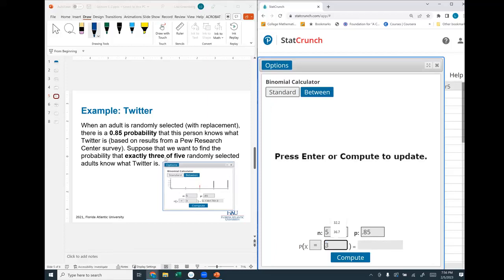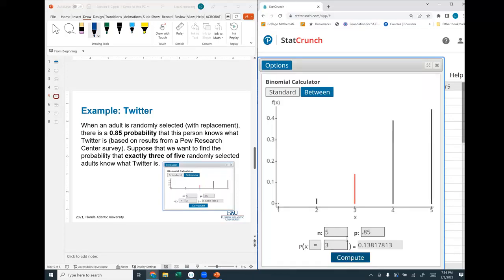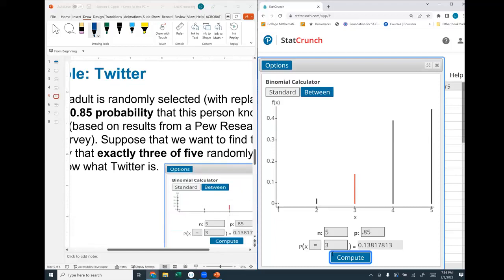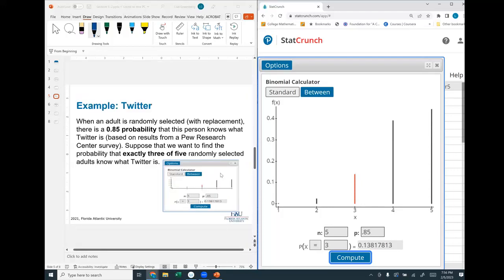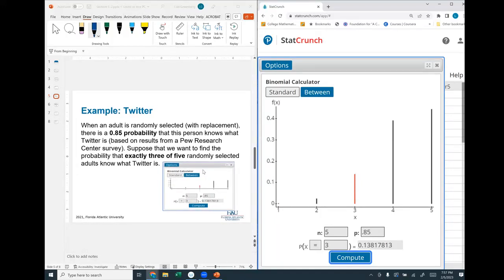So exactly 3 of 5, we hit compute. And I don't know if you can see this, but basically this right here, this number 0.13817 and so on, that is our probability, okay? What if I say, and here's a graph of it. So if I say the probability that X is less than or equal to 3, it'll be a little bit more, but it won't be a lot more, right? Because we can see from this graph, it's getting smaller and smaller over here.